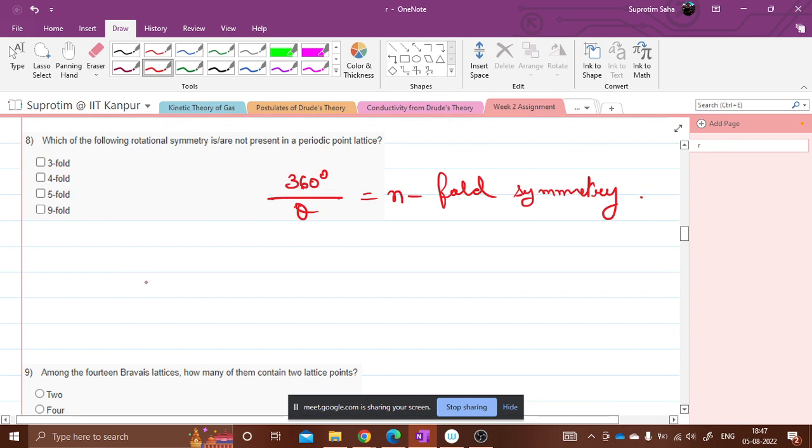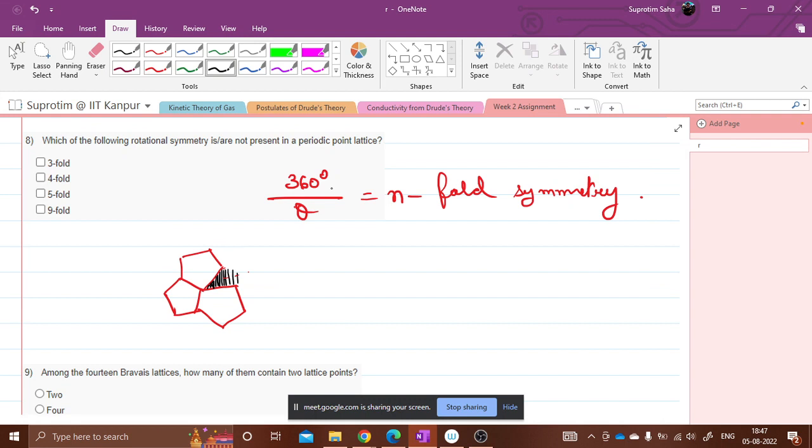So if you construct space out of a pentagon, like fivefold symmetry, like this, you can't accommodate a pentagon in this regime, right? In this region, it will always be vacant. If you have a blank space and you want to fill it up with a pentagon, you'll not be able to do it. That's why a fivefold symmetry is not present in a periodic point lattice.